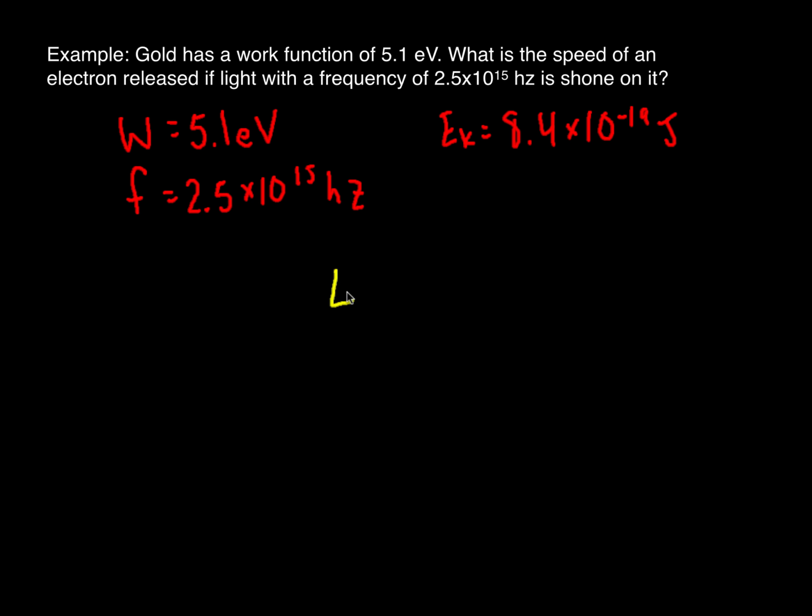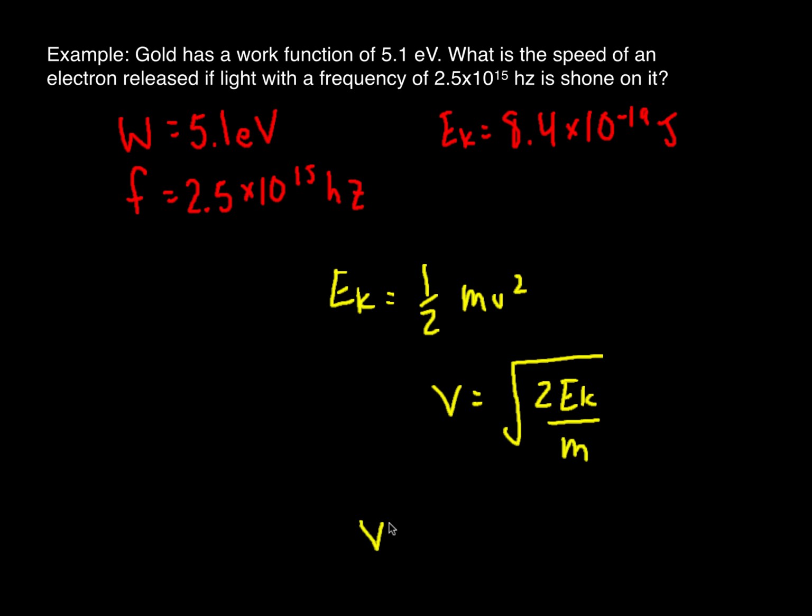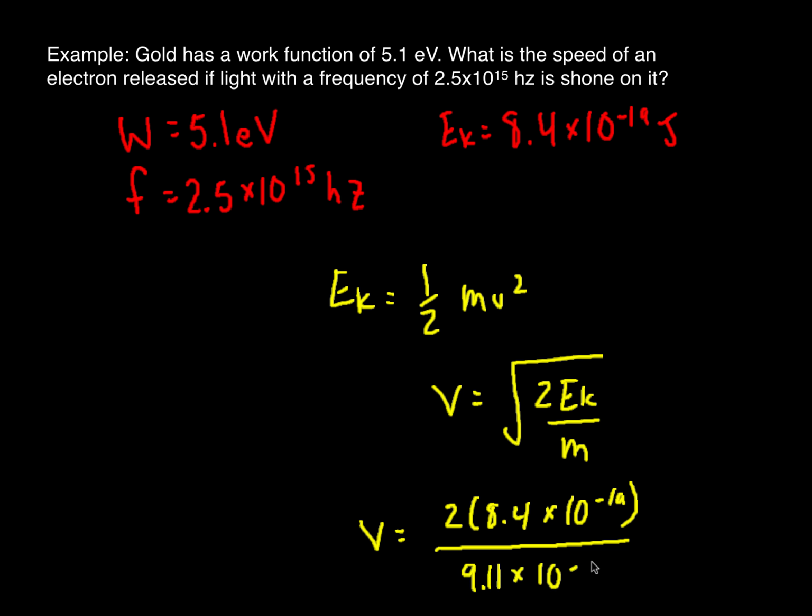Kinetic energy is 1/2 mv squared. So v is the square root of 2Ek over m. The velocity of the electrons is equal to 2 times the kinetic energy, which is 8.4 times 10 to the minus 19 joules, divided by the mass of an electron, which is 9.11 times 10 to the minus 31 kilograms. All this square rooted. This gives us a velocity of the released electrons of 1.36 times 10 to the 6 meters per second.